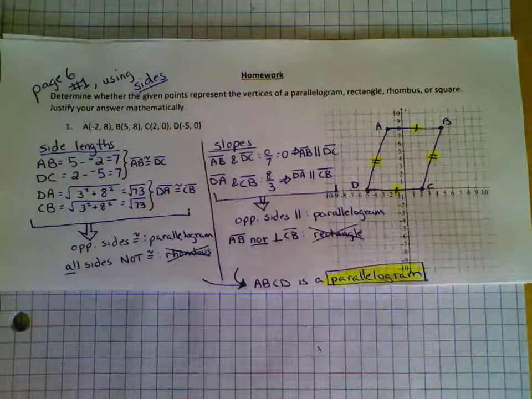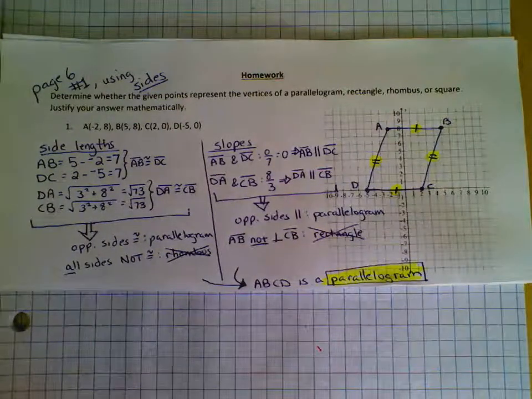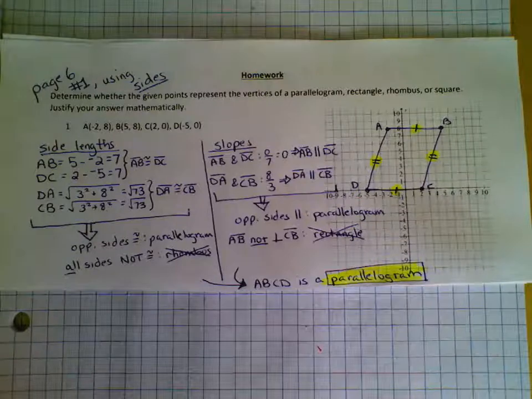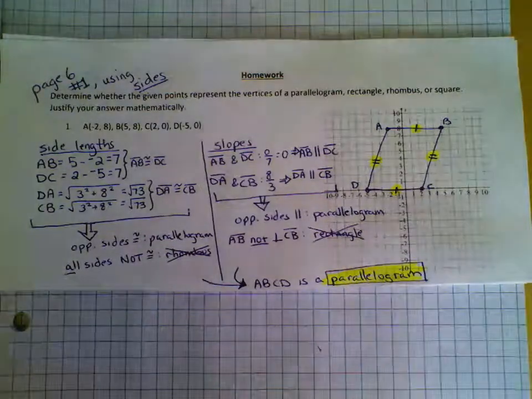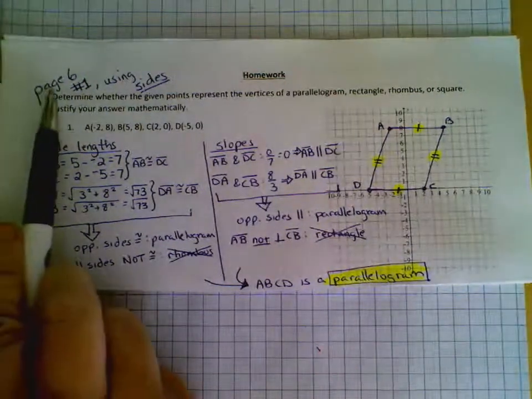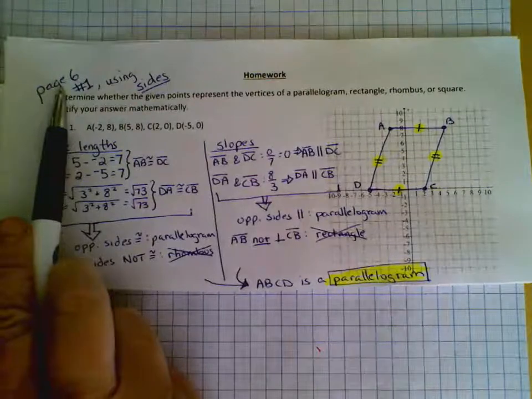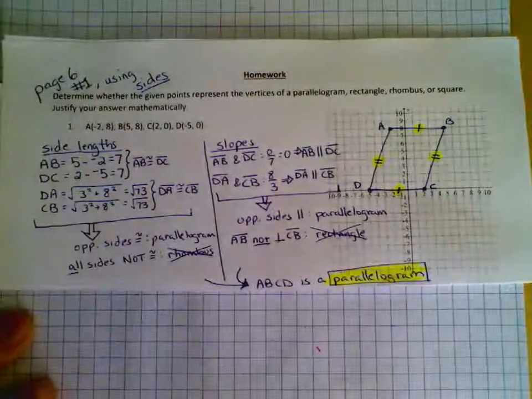Just wanted to do a few more examples of proofs on a coordinate plane to show the difference between using the sides of the quadrilateral and using the diagonals. So the first one I'm going to do is number 1 on page 6. I'm going to use the sides first.